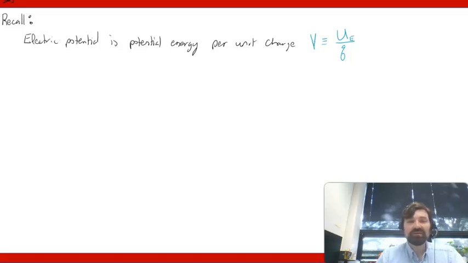Second thing to note is that it is a scalar quantity. So yay, it's not a vector quantity like the electric field. And then the third thing is what is the potential due to an individual point charge or a discrete point charge.